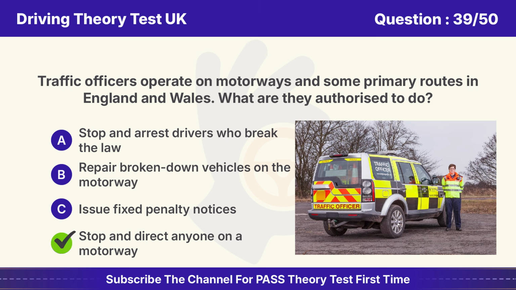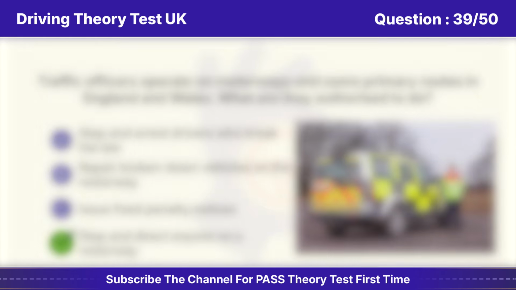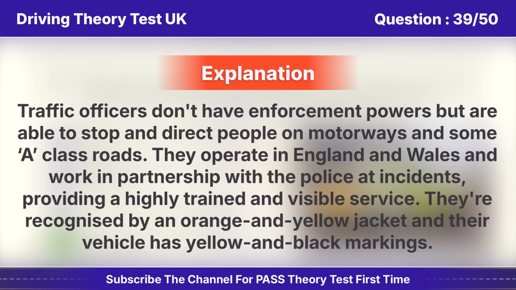Answer is D. Stop and direct anyone on a motorway. Traffic officers don't have enforcement powers but are able to stop and direct people on motorways and some A-class roads. They operate in England and Wales and work in partnership with the police at incidents, providing a highly trained and visible service. They're recognised by an orange and yellow jacket and their vehicle has yellow and black markings.